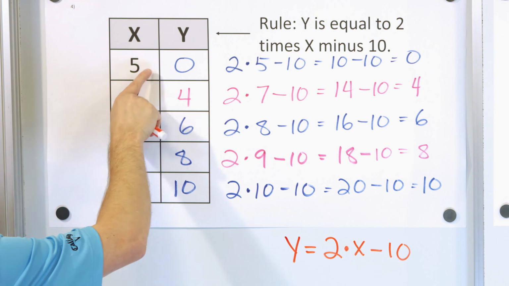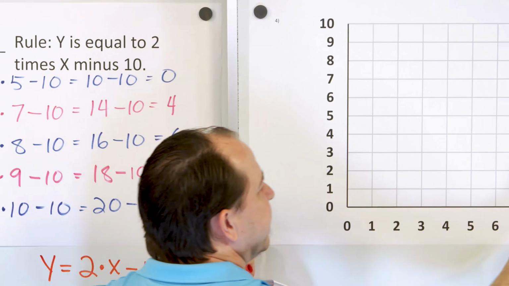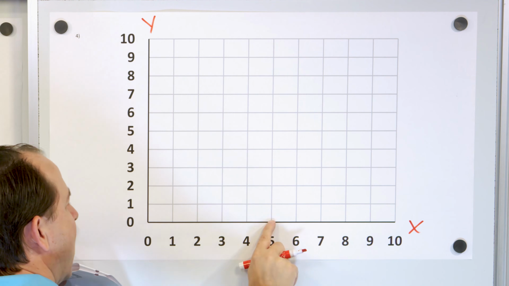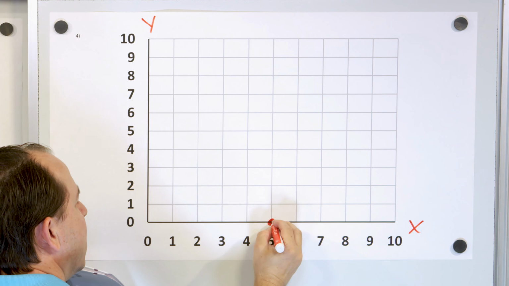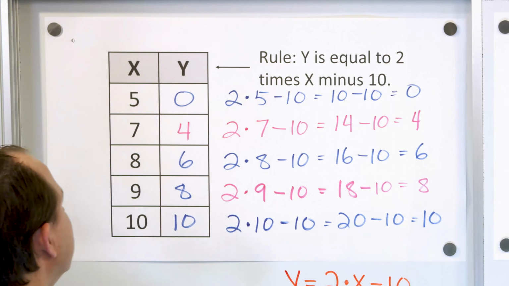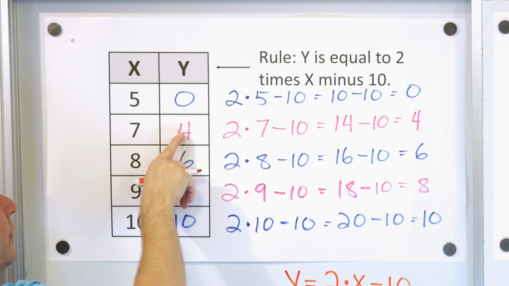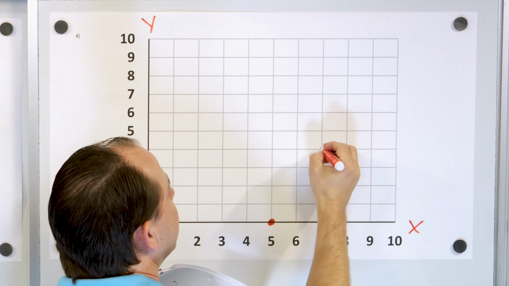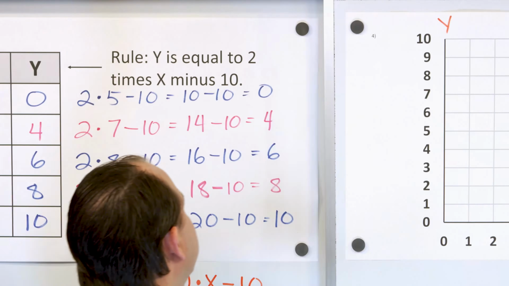5, 0: x is 5, y is 0. Of course, this is the x direction, that's the y direction. X is 5, y is 0. That means it doesn't go up at all. So we have a dot right there. 7, 4: x is 7, y is 4. X is 7, y is 1, 2, 3, 4. Means there's a dot right there.